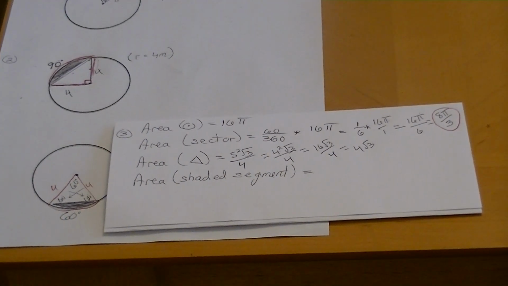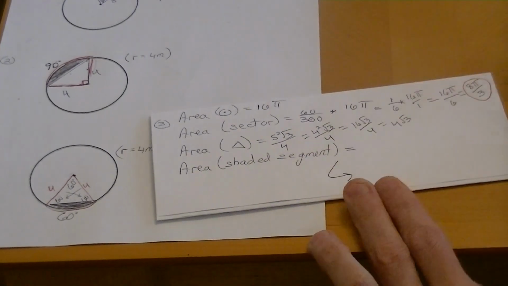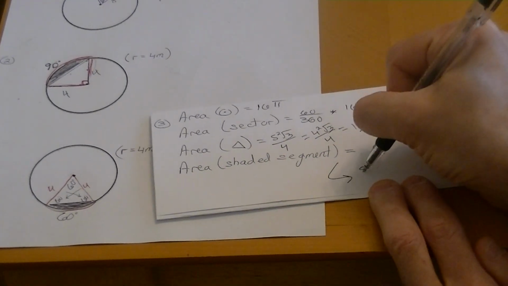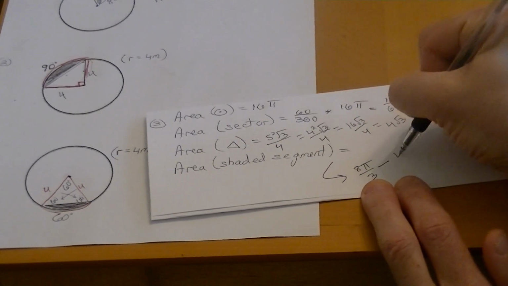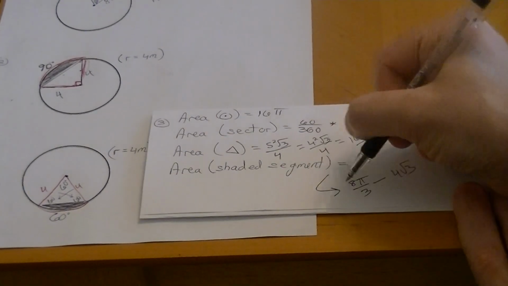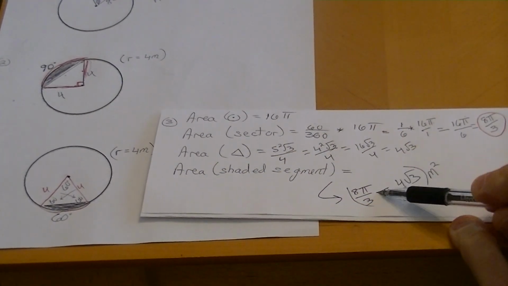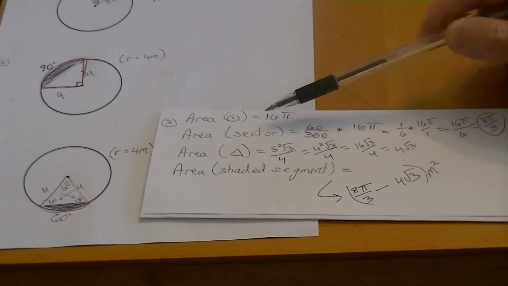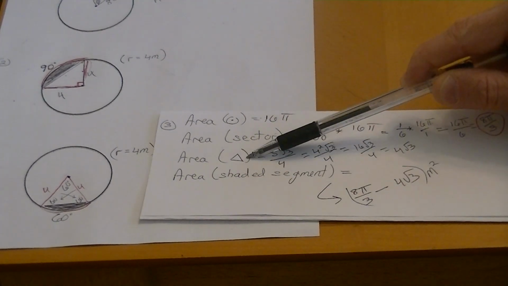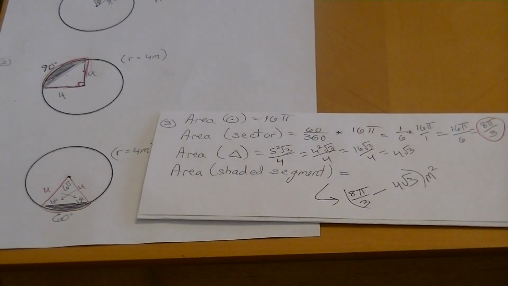That's the triangle. And the shaded segment is therefore going to be the red portion, 8 pi over 3, minus the triangle, 4 root 3 meters squared. Sector minus triangle. So it's really a 4-step process. First you get the circle, then you get the sector, then you get the triangle, and you finally subtract the triangle from the sector. Here's your last one.